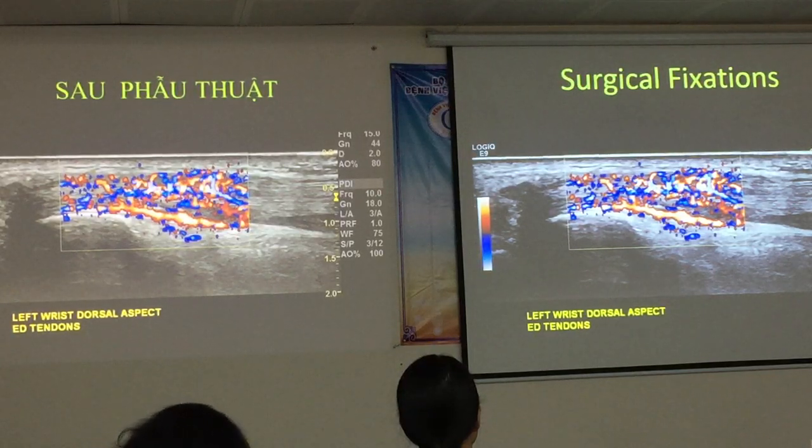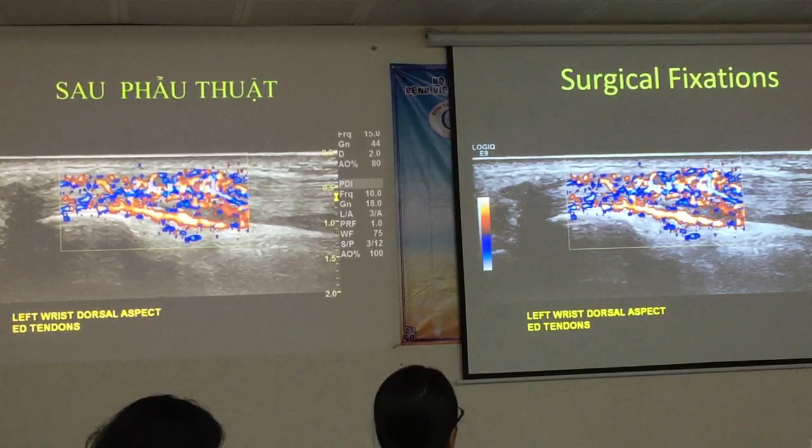So previously this patient had a very bad fracture of her wrist that required internal fixations with plates and screws.